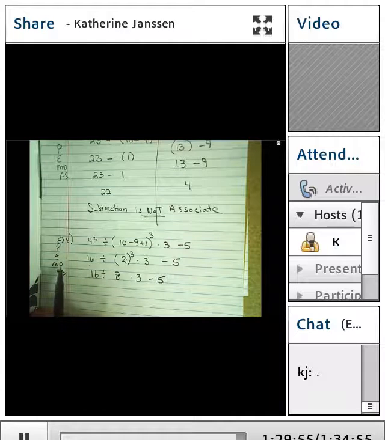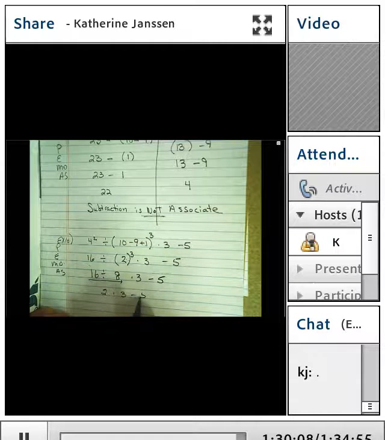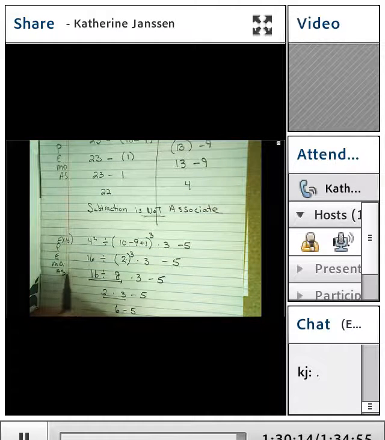So now I'm looking at multiplication and division. Here's division from left to right. First thing I come upon is division before multiplication. So 16 divided by 8 is 2 times 3 minus 5. I still have multiplication. 2 times 3 is 6 minus 5. I'm ready to subtract. 6 subtract 5 is 1.